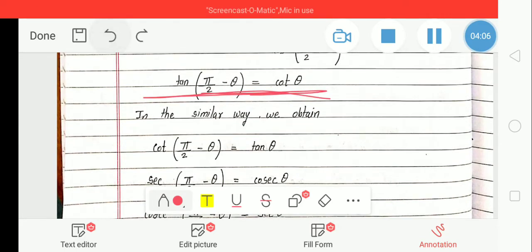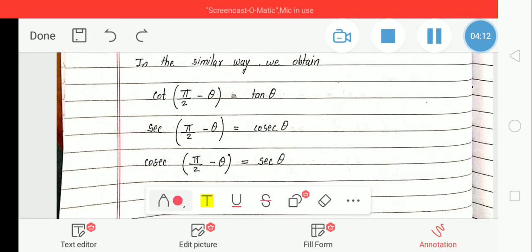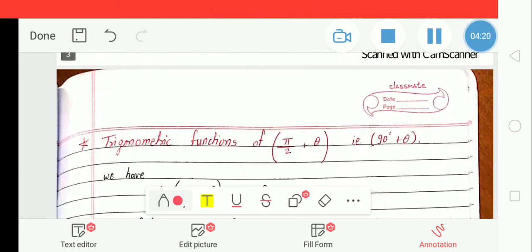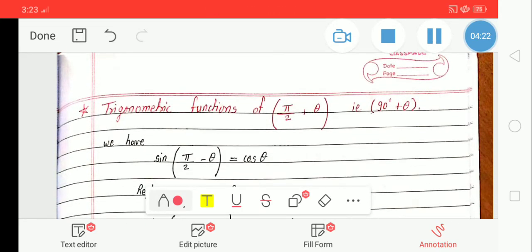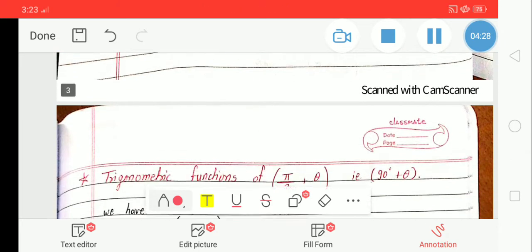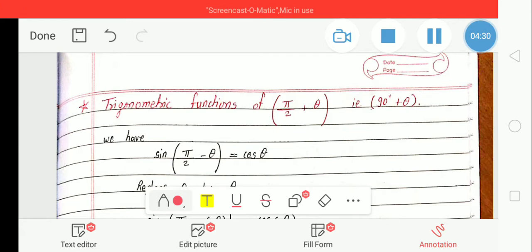Similarly, cot of pi by 2 minus theta is equal to tan theta. Same here, sec of pi by 2 minus theta is equal to cosec theta, and cosec of pi by 2 minus theta gives sec theta. Now, trigonometric function of pi by 2 plus theta means 90 plus theta.